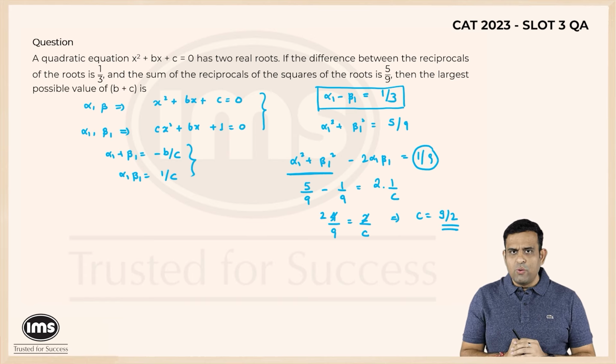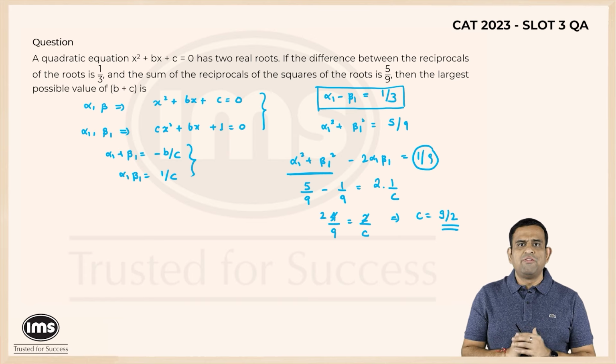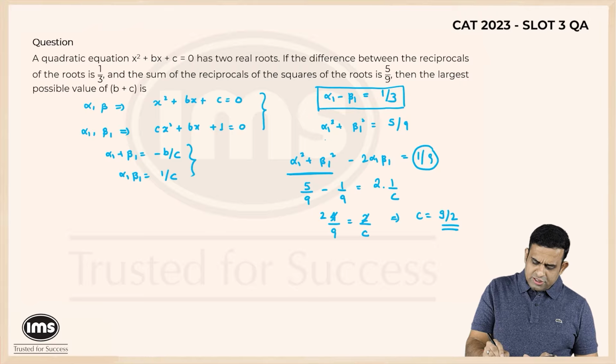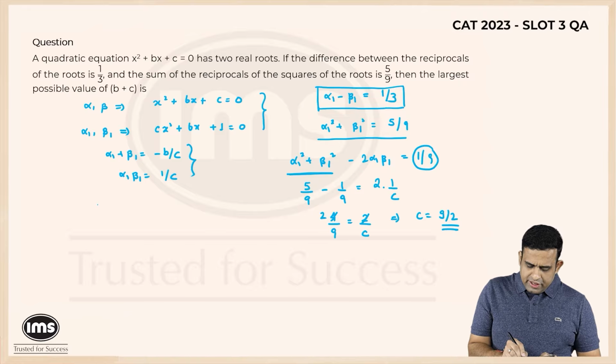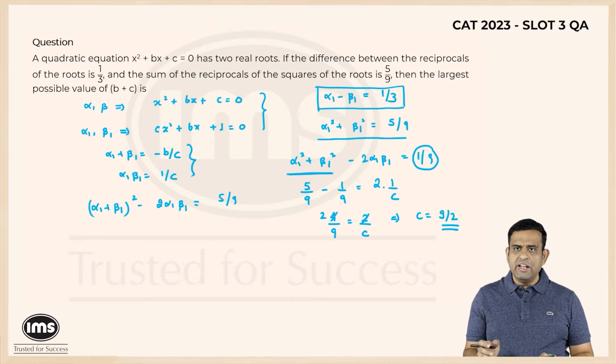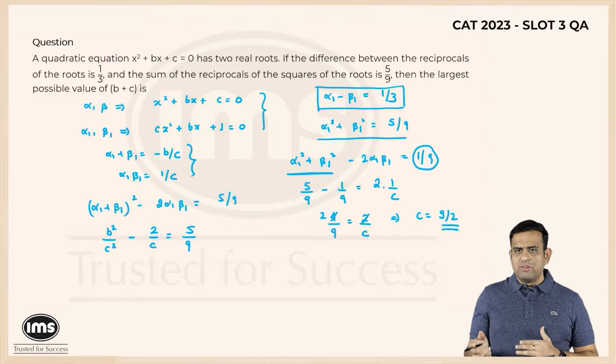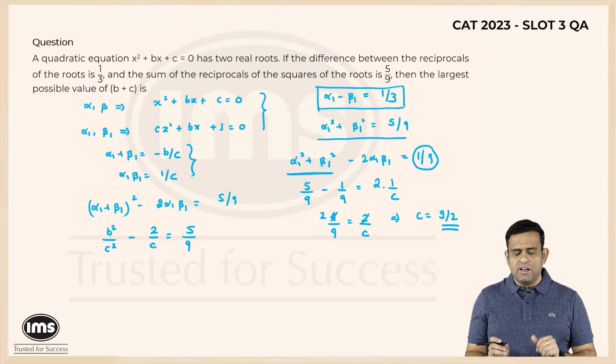And since we got the value of c to be 9 by 2, we can easily find out the value of b. Looking at this part, we can say alpha 1 plus beta 1 whole square minus 2 alpha 1 beta 1 is equal to 5 by 9. Since the value of c is known to us, we can easily find the value of b from here. This part will become b square by c square minus 2 upon c is equal to 5 by 9. And if someone solves for the value of b over here, one will find that the value of b can again be plus or minus 9 by 2.